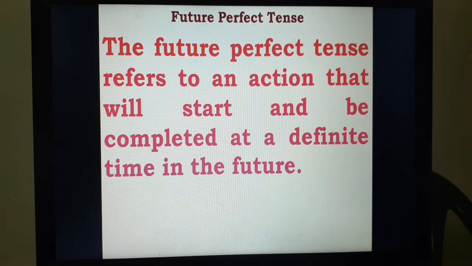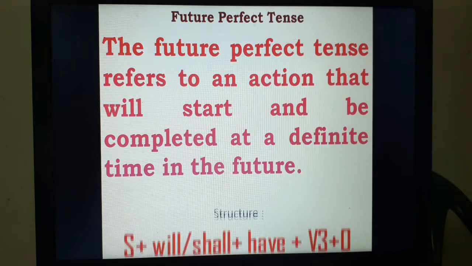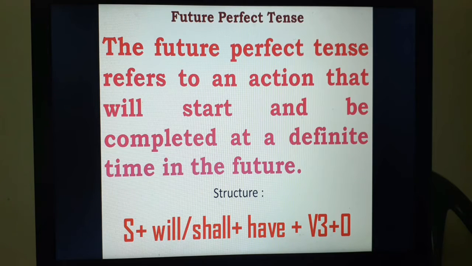The future perfect tense refers to an action that will start and be completed at a definite time in the future. Here goes the structure. Subject plus will or shall plus have plus the past participle form of the verb plus an object.